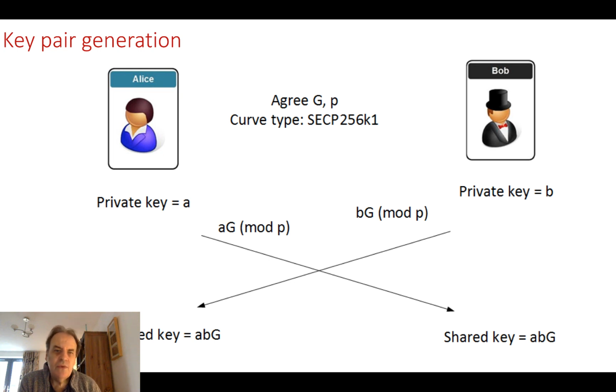In our case, we'll use this standard curve, which is used in Bitcoin and Tor and so on. Bob and Alice agree the G value and the P value. We'll see them a little bit later. Alice creates an A random number. Bob creates his private key as a random number. She will pass that value, and he will pass that value, and then the shared key is AB times G, mod this prime number.